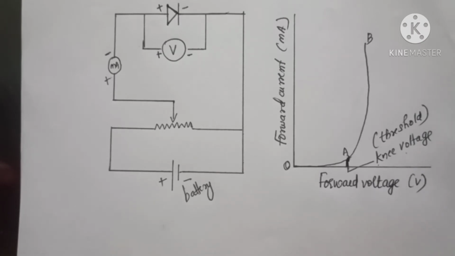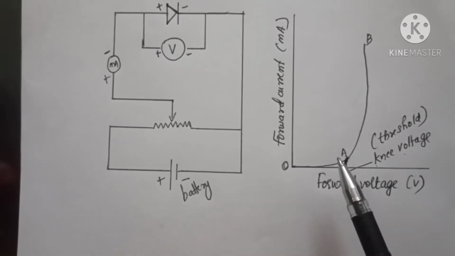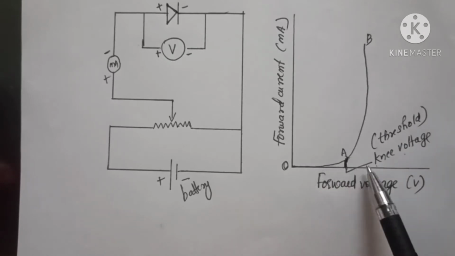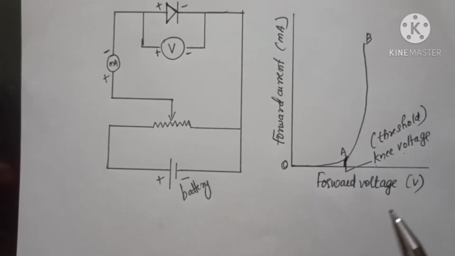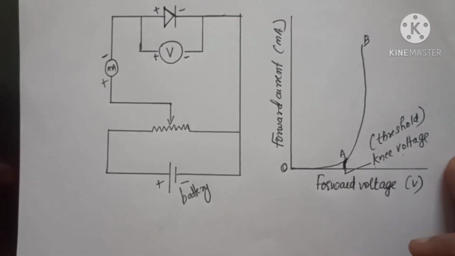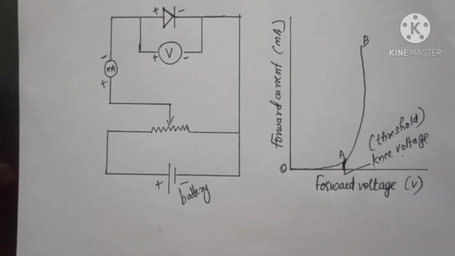So once again, at the start, when the voltage is low, the current is almost zero because it can't exceed the potential barrier. Up to the knee voltage, the increase is very slow. Then after this knee voltage, you can see a rapid increase in the current. That means this particular diode will behave like a conductor. Semiconductors will behave like a conductor. So that voltage is known as the knee voltage or threshold voltage.